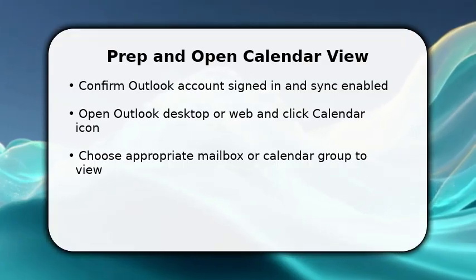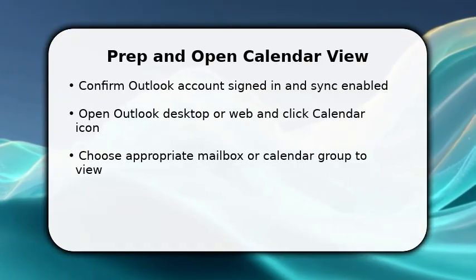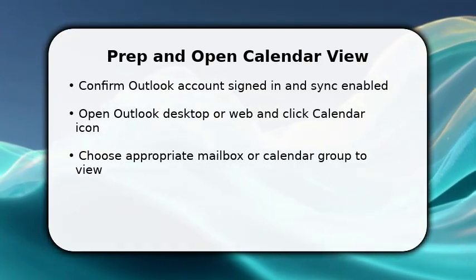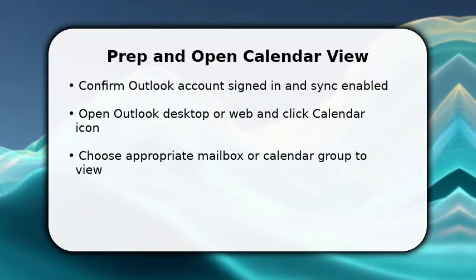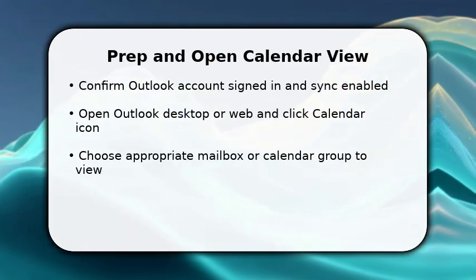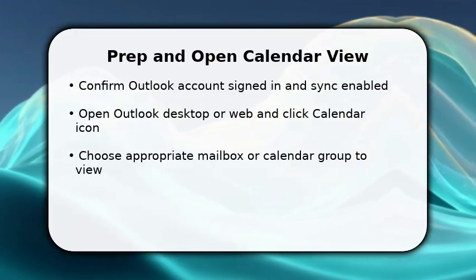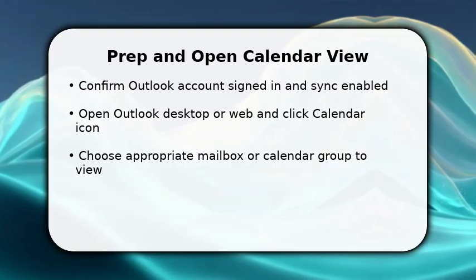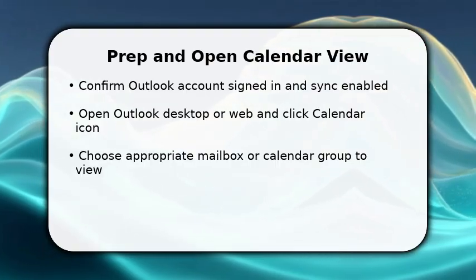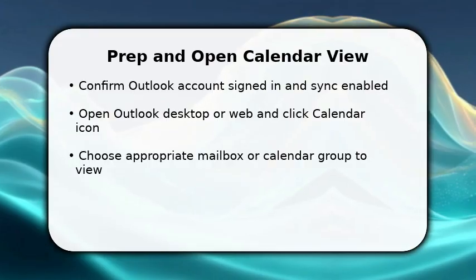You start by confirming your account is signed in and syncing. This prevents missing calendars. Next, open Outlook desktop or web and click the calendar icon in the lower left. Once there, make sure you've selected the correct mailbox or calendar group because Outlook can show multiple accounts. If you don't see a calendar, expand the navigation pane.